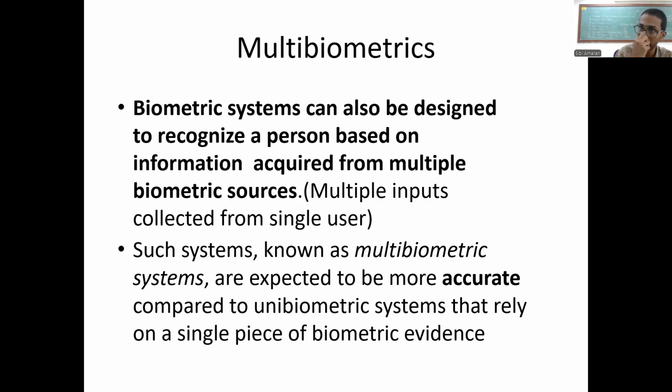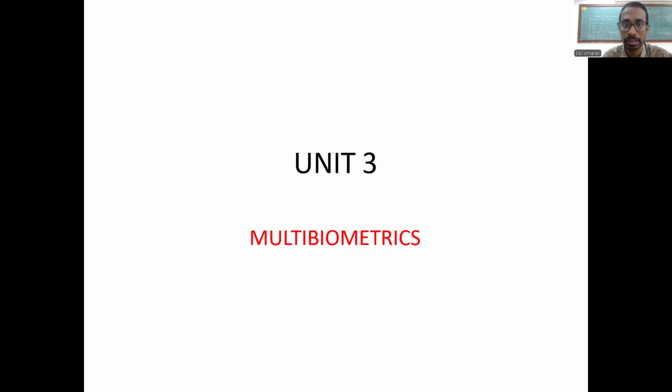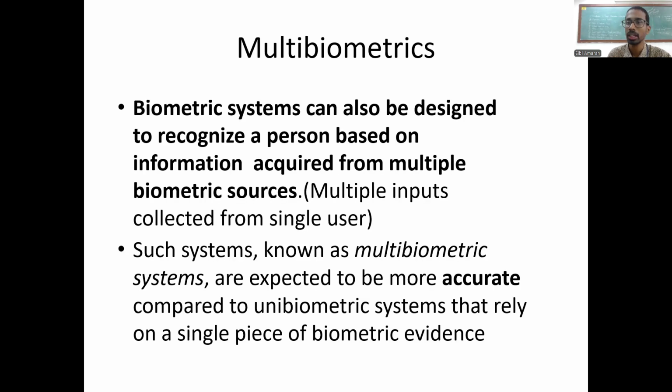Then we discussed two types: one is uni-model and the other is multi-model. We concluded that multi-model is preferred over uni-model. Now in this lecture, we are going to discuss what multiple biometrics is. Multiple biometrics is similar to multi-biometrics, I mean multi-model, so we are going to discuss that right now.